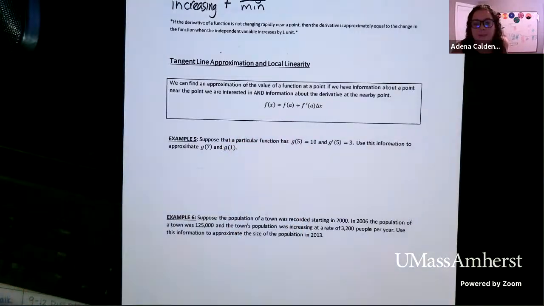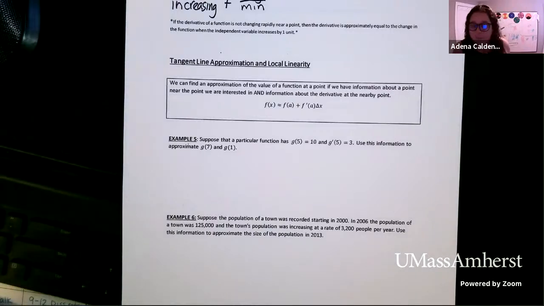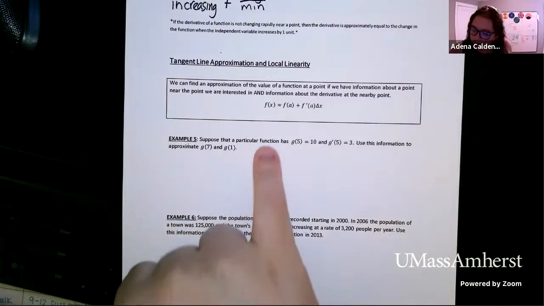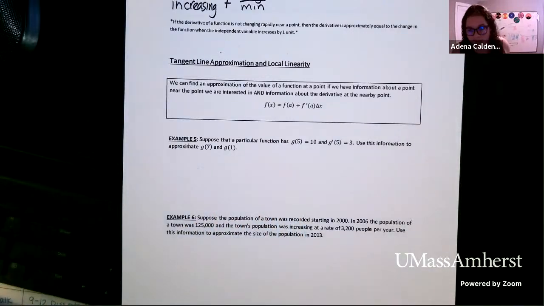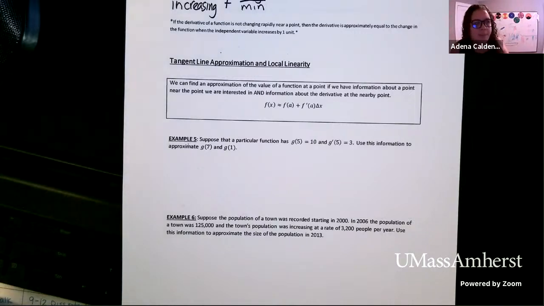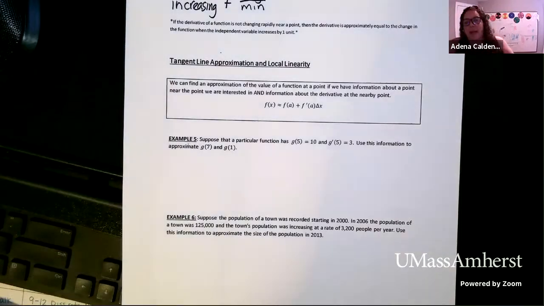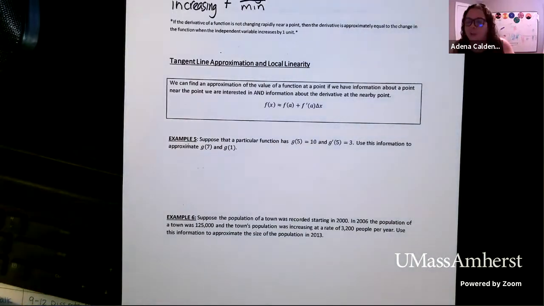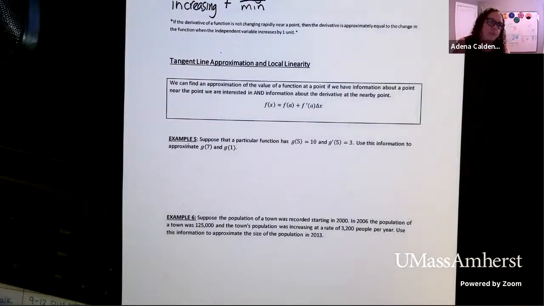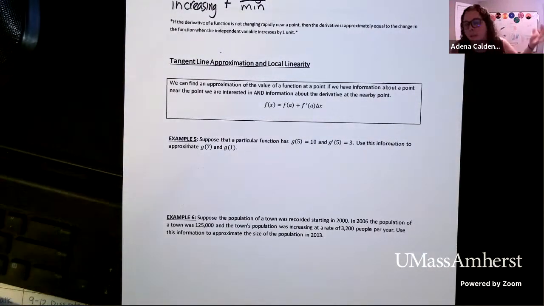f of a and f prime of a are going to be values that are given to us in the setup. That's the information we have. And delta x is how far away we are approximating from the value we have. So if we have information about what's happening at 10, right? Say we know f of 10 and f prime of 10, and we want to use that to guess what's happening at f of 20, then we are 10 units away, so delta x will be 10. If we want to approximate what's happening at f of 100, we would then be 90 units away, and delta x would be 90, right?